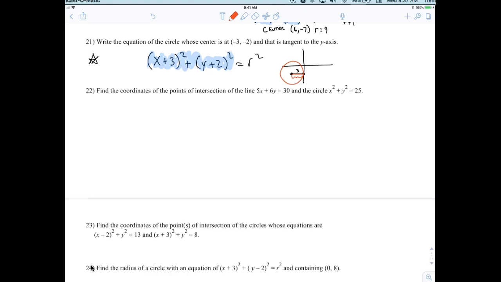So x squared plus y squared equals 25. So 0, 0 is the coordinates, and 5 is the radius. What am I trying to find? Let's start with that. 5 is the coordinate to the point of the intersection. Okay, so what am I going to do for this problem?